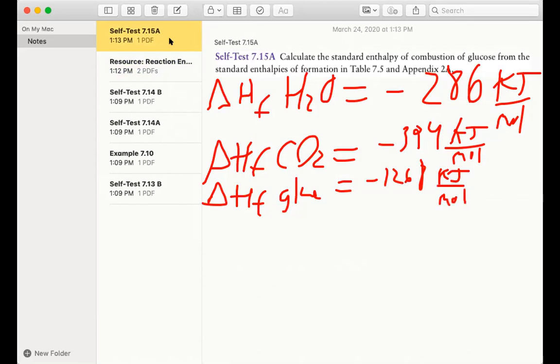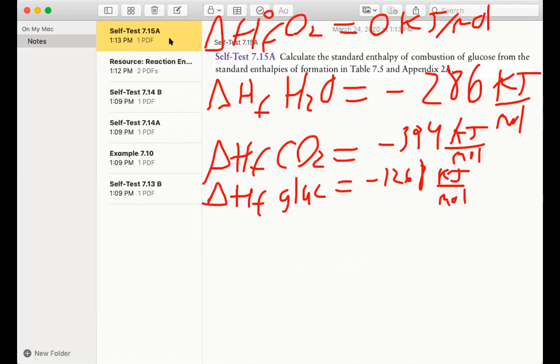So that's glucose. So what's the scoop here? This is the combustion of glucose. And just really quickly, delta H of formation of O2 equals 0 kilojoules per mole. And these are all at standard state.